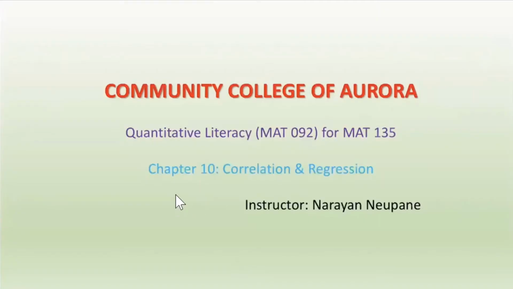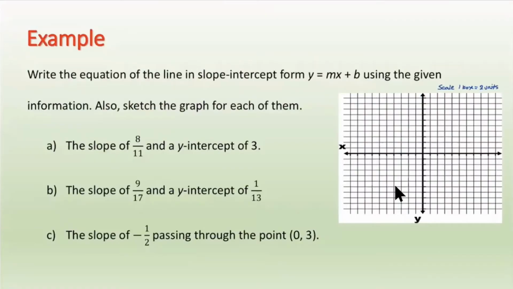Today we are working on chapter 10, as you know, correlation and regression. We are going to look at some examples related to correlation and regression, which will help you in Math 135. So we are going to begin with the example. So here is our first example.